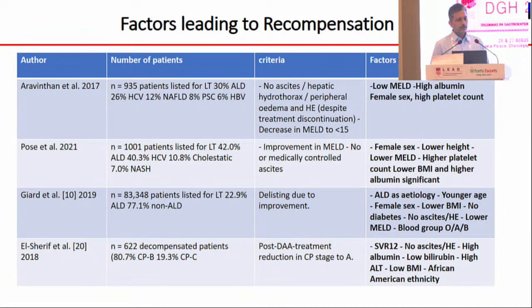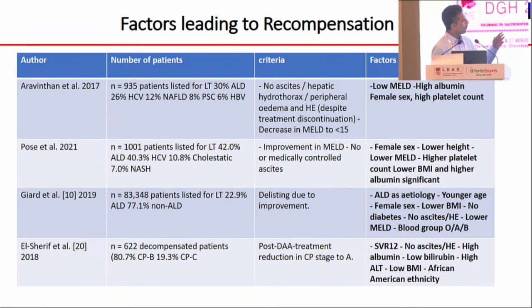Now the second is, what are the factors which lead to recompensation in liver disease? Various studies have taken their own criteria of recompensation. The factors listed in most of the studies are that the patient should have low MELD, high albumin, female gender, high platelet count. In a second study by Post et al. in 2021, with 1001 patients, the recompensation event was about 8 to 10%. They came up with almost the same factors: female sex, lower height, lower MELD, high platelet count, lower BMI, high albumin.